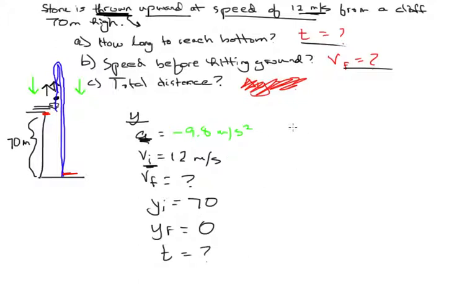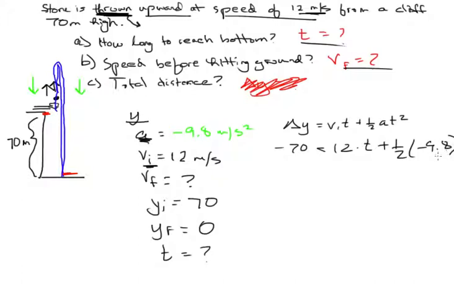So you can do v final equals v initial plus at, but we don't know v final. So the only other one is delta y is v initial t plus 1/2 at squared. Delta y is final minus initial, so 0 minus 70 is negative 70. The initial is 12 times t plus 1/2 times negative 9.8 t squared. If you plug all this into a calculator, you will get, give me a second to do that.